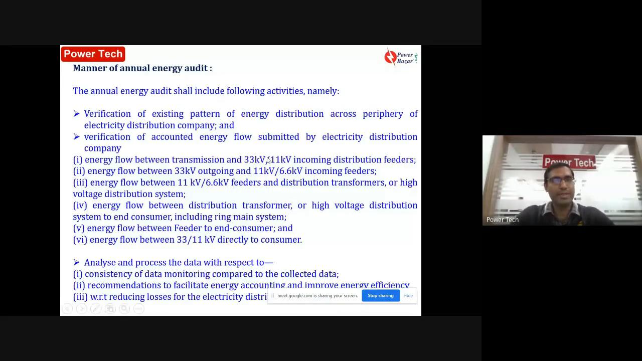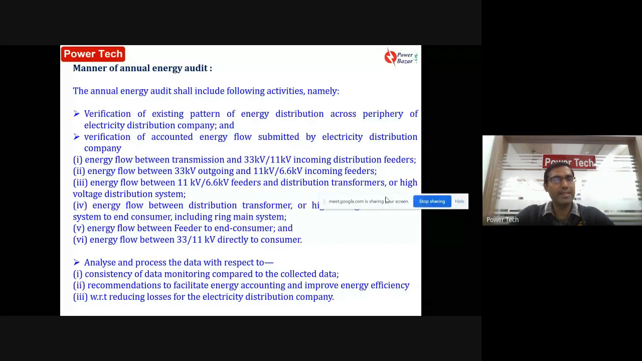So it is the same manner which we discussed in our questionnaire. What is the energy flow between the transmission and 33 kV and 11 kV incoming? So these are at all different voltage levels. What is the energy flow? That has to be verified and calculated, collected from the DISCOM. And then the data that we have received should be analyzed and processed with respect to consistency of the data monitoring, and also the final report should give a recommendation so that they can improve on the energy efficiency side, and also reduce the losses in the electricity distribution company.